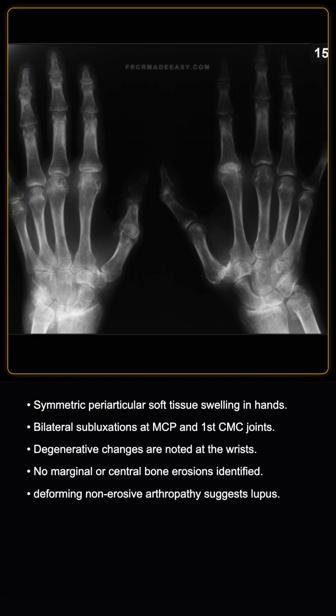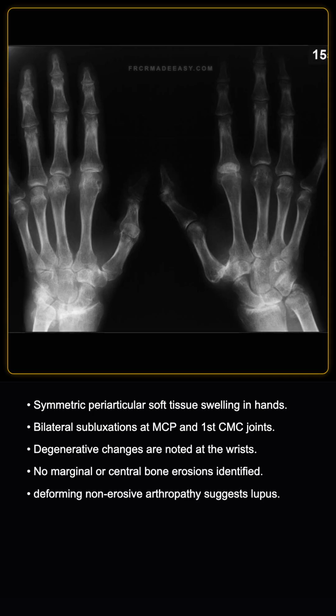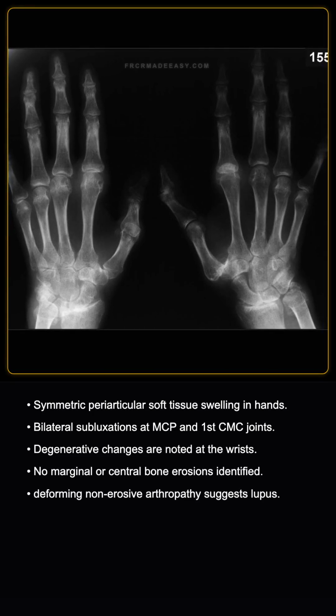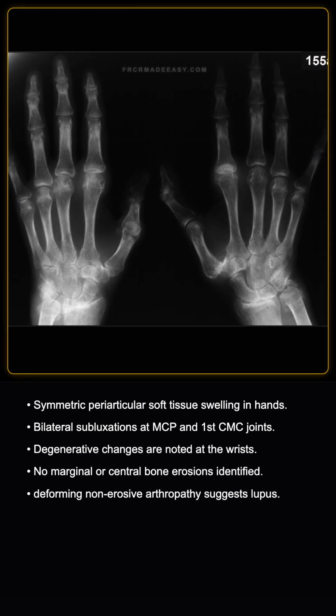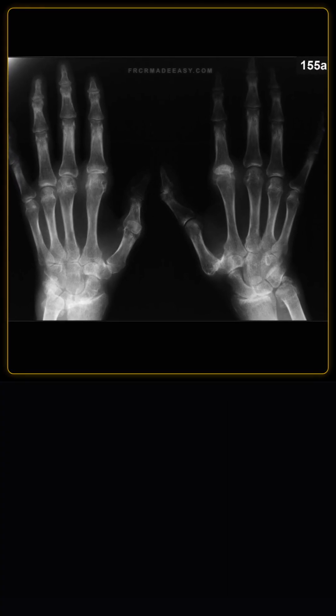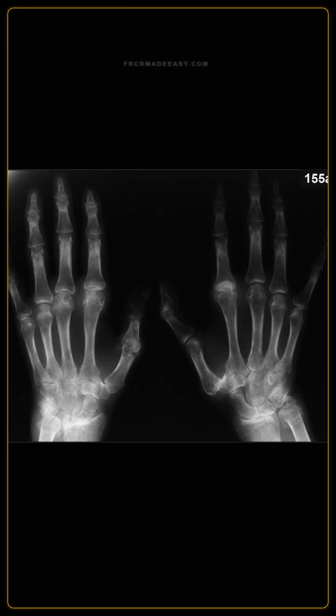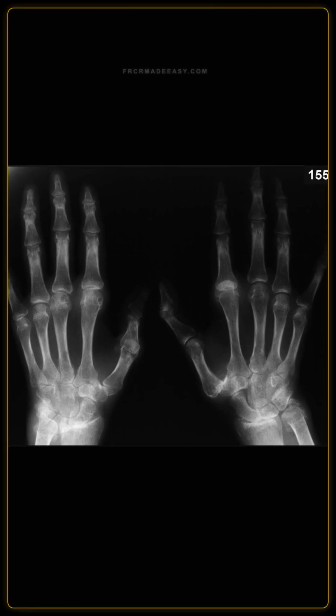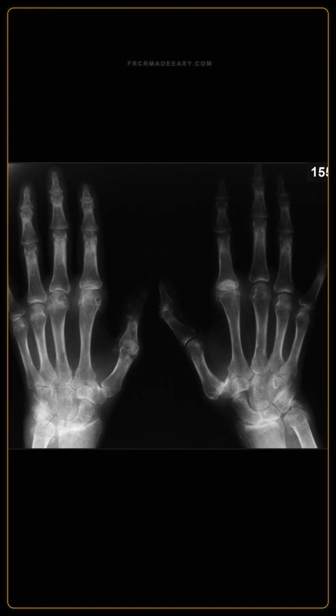The combination of bilateral, symmetrical, deforming joint subluxation in the absence of bone erosions is highly suspicious for a collagen vascular disease, specifically systemic lupus erythematosus. What is the differential diagnosis for a non-erosive, deforming arthropathy of the hands, and how do we distinguish them radiologically?